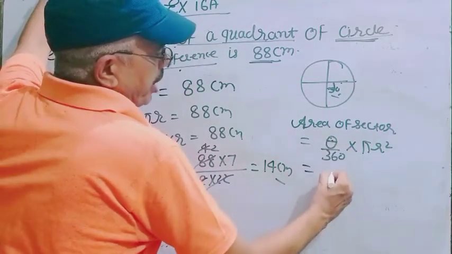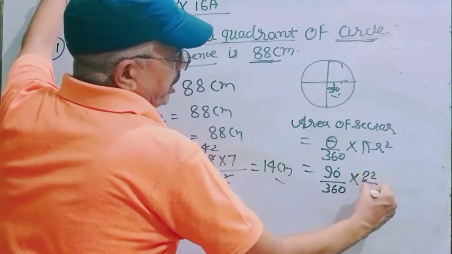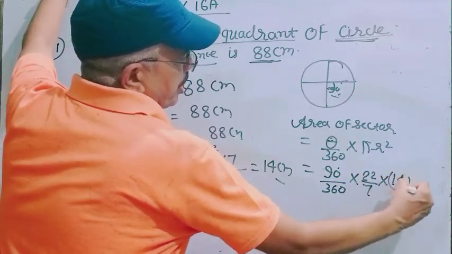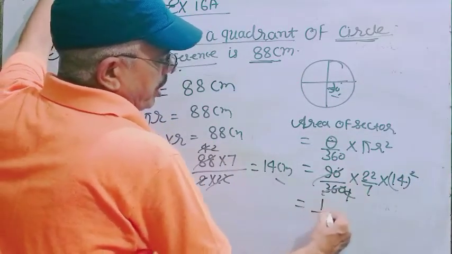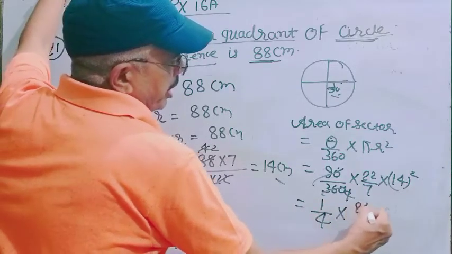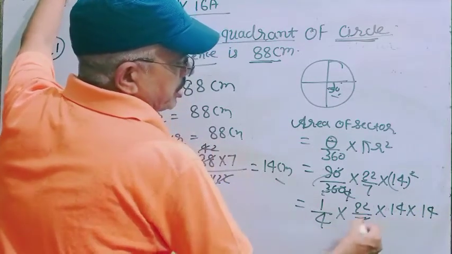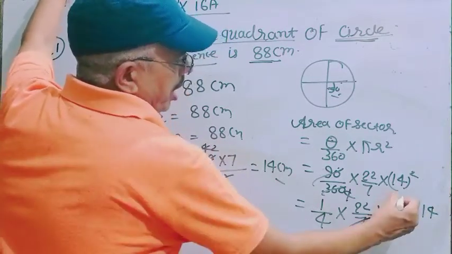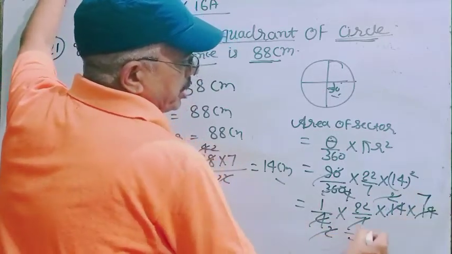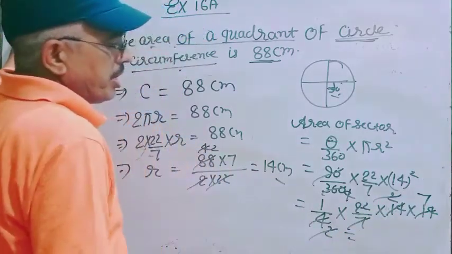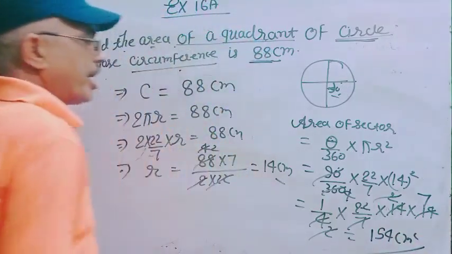So in place of theta you write 90 by 360 into pi, 22 by 7, into r square, that is 14 square. That is clear, it is 1/4 of the area of the circle, that is 1/4, and area of circle is 22 by 7 into 14 into 14. So 7 twos are 14, and 2 twos are 4, and this 2 sevens. That means 22 into 7, you get 154 cm square. It is the area of the quadrant.